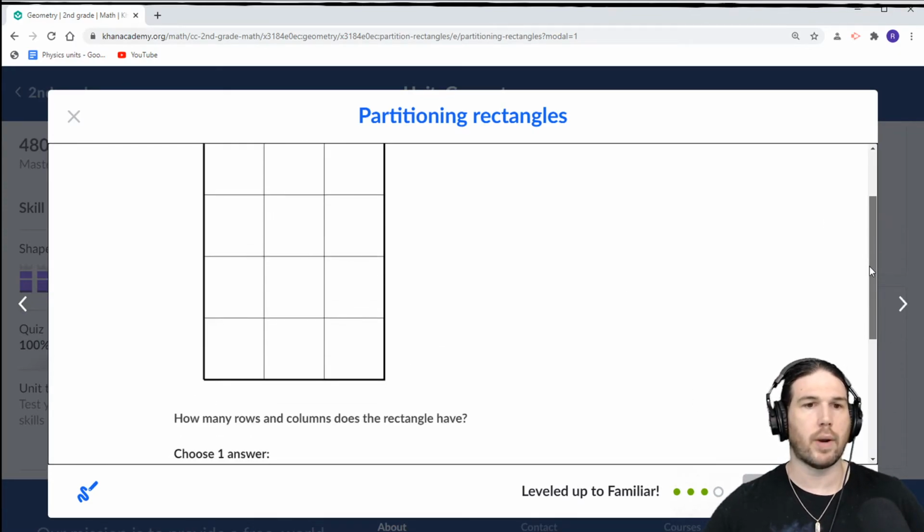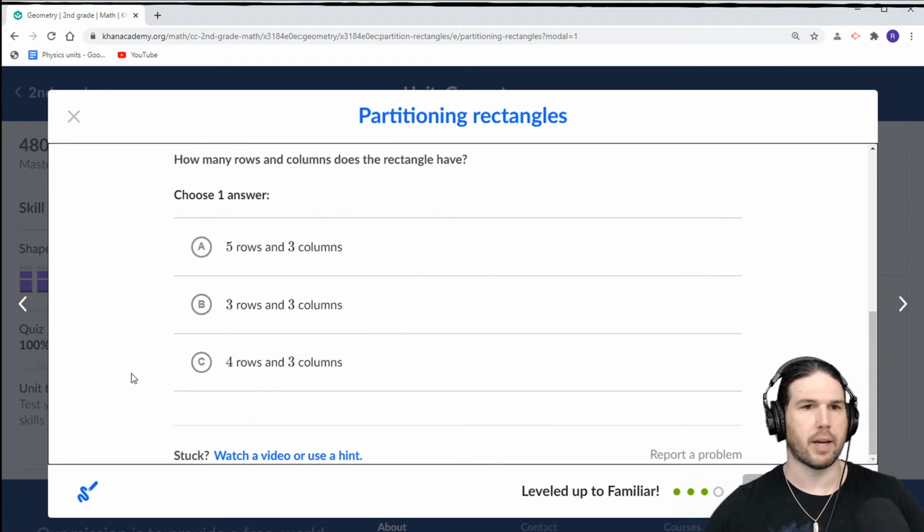We have 12 same-size squares that looks like 4 rows, 3 columns.